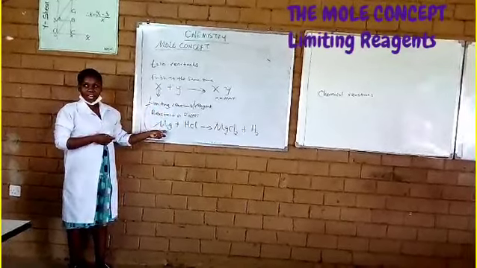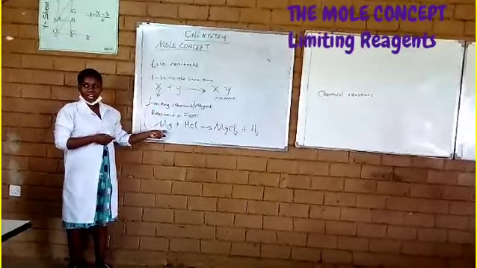And therefore, the limiting reactant or the limiting reagent is the one that is responsible for the production of our products. Is that clear? So once it finishes, it means that we are not going to have products being formed, because hydrochloric acid will not react on its own for us to have magnesium what? Chloride. So that is what happens in a chemical reaction.